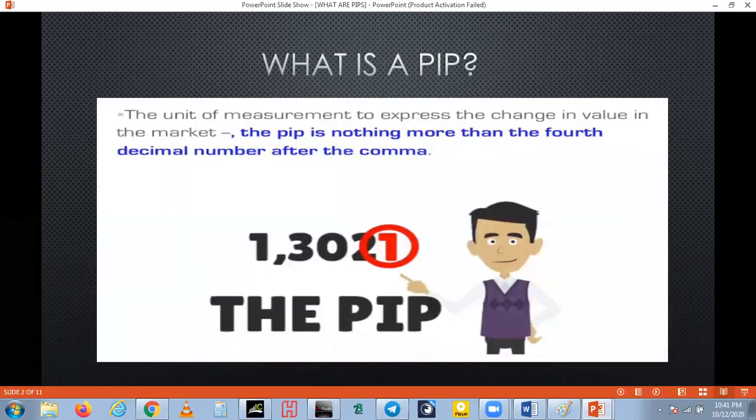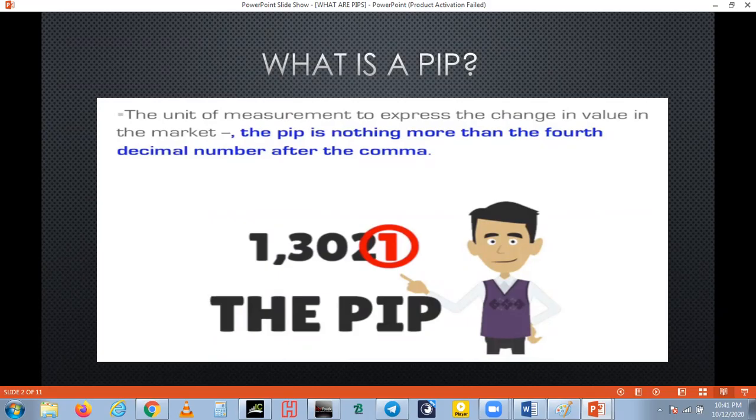So, what is a pip? A pip is the unit of measurement to express the change in value in the market. A pip is nothing more than the fourth decimal number after the comma. Okay, let's talk about the definition: the unit of measurement to express the change in value in the market. So this is it.